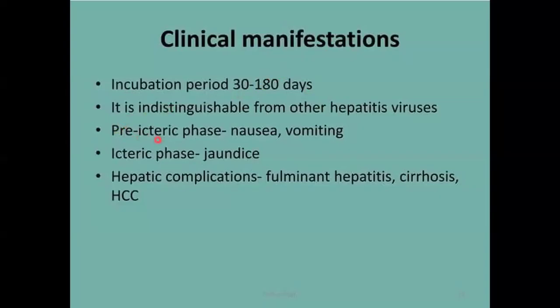Then the pre-icteric phase, as I had said, this is before you develop any jaundice. You get non-specific symptoms: nausea, vomiting, joint pain, okay? Those are the non-specific symptoms. Then the icteric phase is where you get jaundice. Hepatic complications: we have fulminant hepatitis, cirrhosis, and hepatocellular carcinoma. Okay, so this is the end stage for this disease.